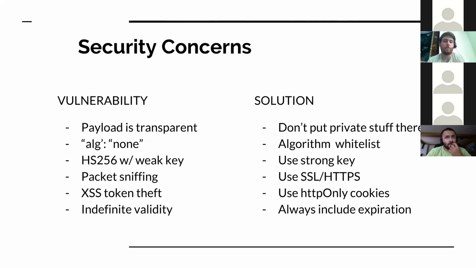HS256, that was the one that's symmetrical. So when you use a weak key, this is not as secure, and I think it's also the default for most of these. So use a strong key. That's super important. That's always important. So that's not a particular vulnerability to JSON Web Tokens. Packet sniffing, again, not a particular vulnerability to JSON Web Tokens, but we're all professionals, and we're using HTTPS. We're not going onto unprotected public Wi-Fi and just sending validation or authentication of any kind.